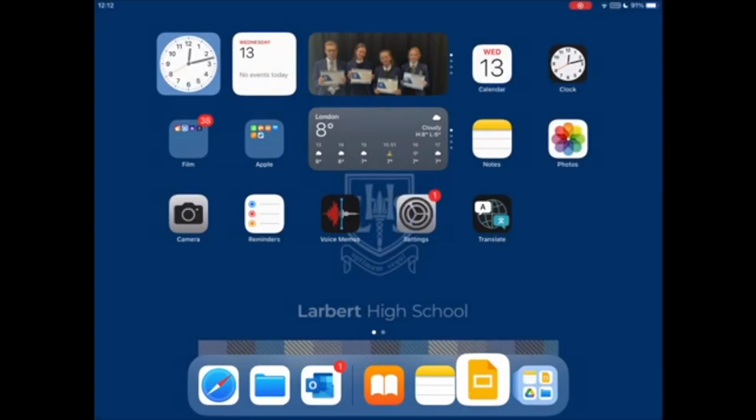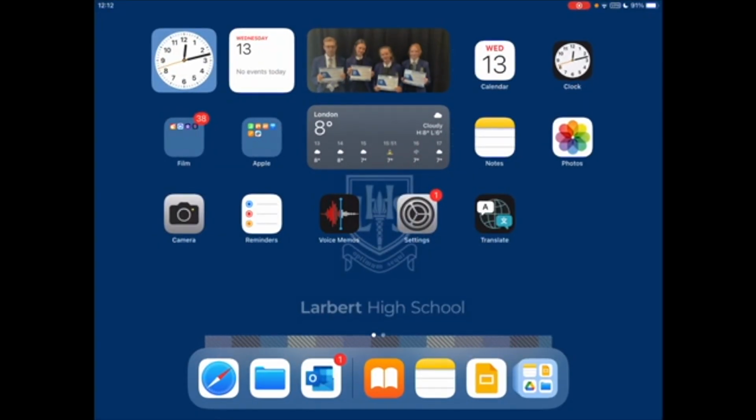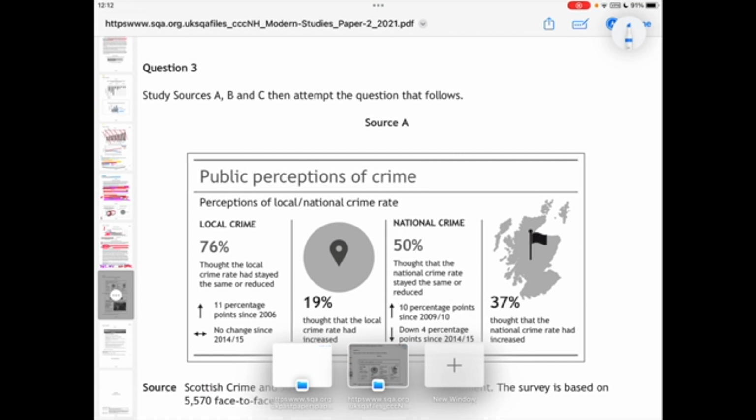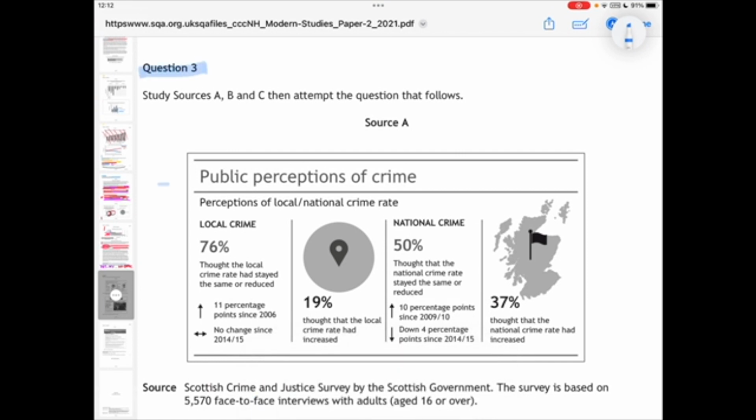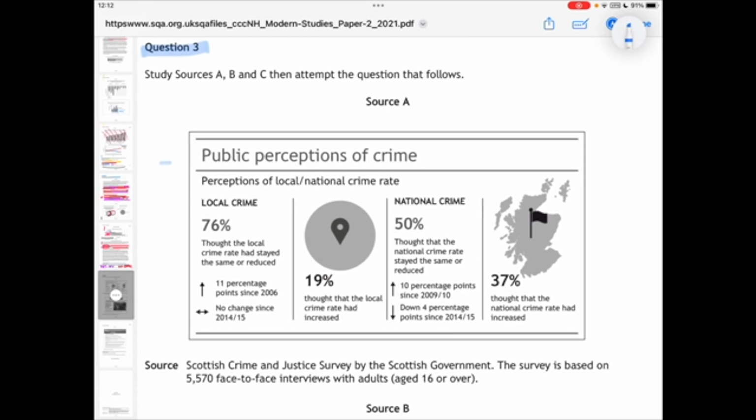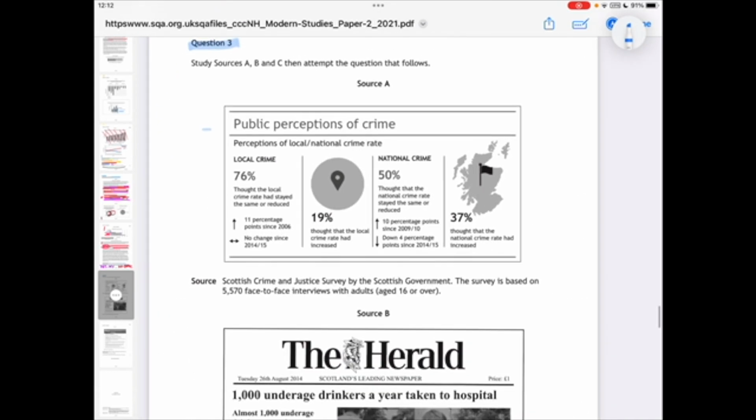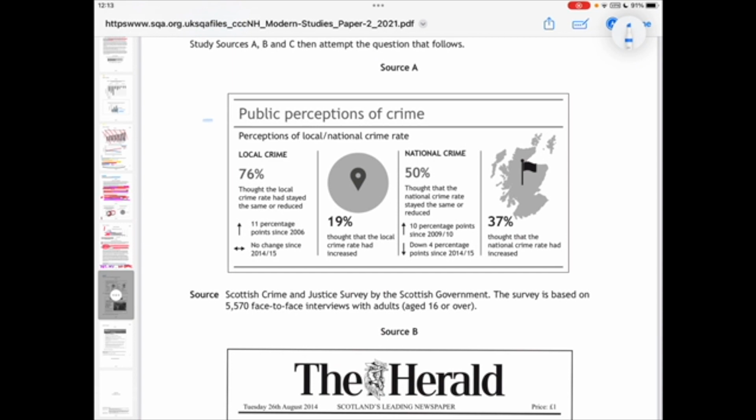Let's look at the question though, to see what kind of things we're going to be making judgments on. So you can see question 3 in our source paper is our reliability. For source A, we have a crime and justice survey by the Scottish Government. So that's by the Scottish Government, so we can consider that potentially will be pretty reliable.